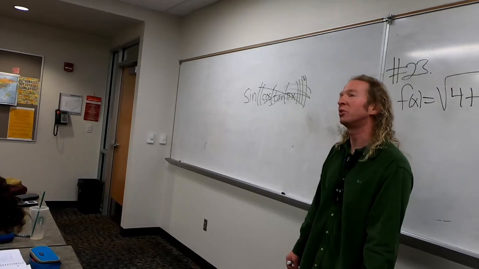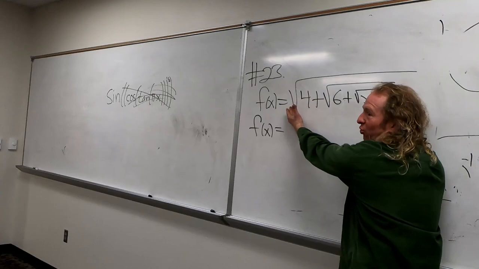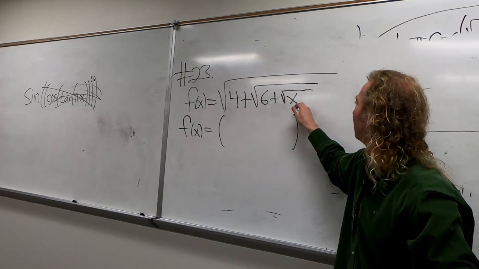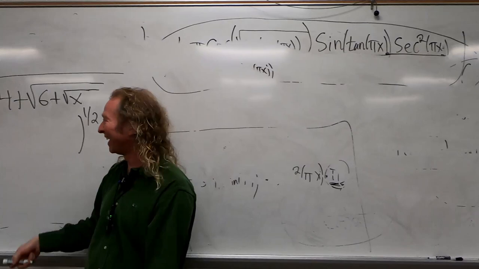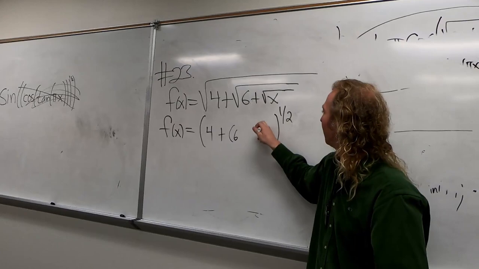I should do it. Let's do it! All right, so first step is to rewrite everything in terms of square roots. So this whole thing is a square root, right? So this whole thing is a 1/2 power. So it's like this. This 4 is this 4. This plus is this plus. This thing is a 1/2 power.